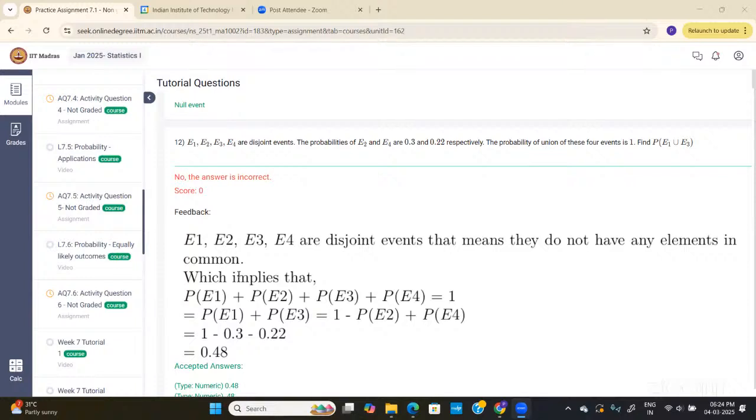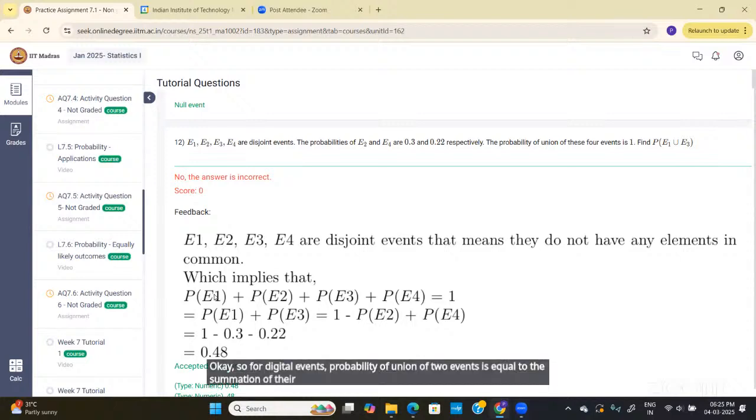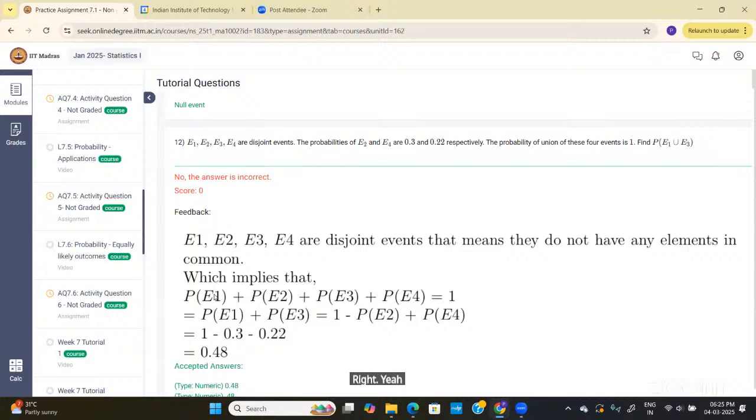Yes, in this case, because all these events are disjoint. For disjoint events, the probability of the union of two events is equal to the summation of their individual probabilities. Only if they are disjoint. Otherwise, if they are not disjoint, then you have to use the addition rule. Exactly, because here E1 intersection E3 would be zero, the null set.